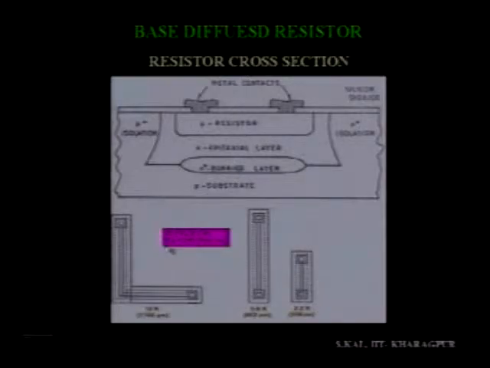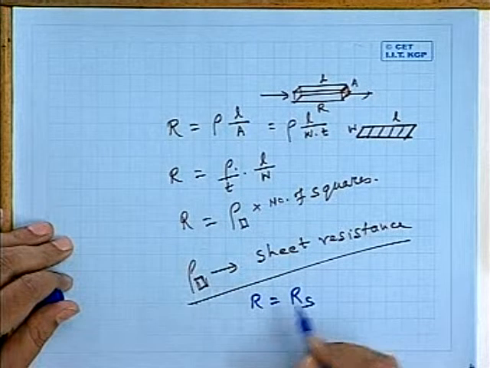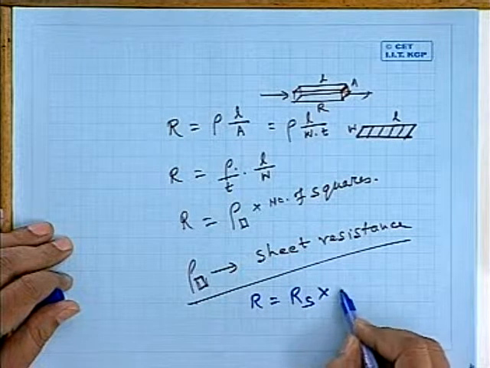A 4-point probe resistivity meter is available. Using that machine directly, you can get the sheet resistance of that particular diffused layer. The typical value of the sheet resistance in normal base diffusion is in the range of 240 to 250 ohm per square, and RS is the sheet resistance. This is known as RS. So you can write R is equal to RS, which is rho per square, into the number of squares.